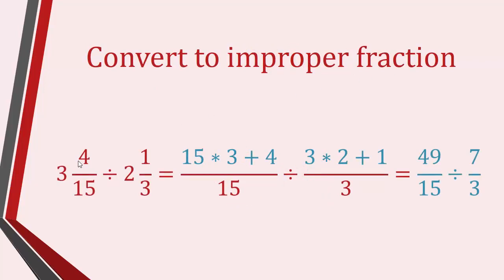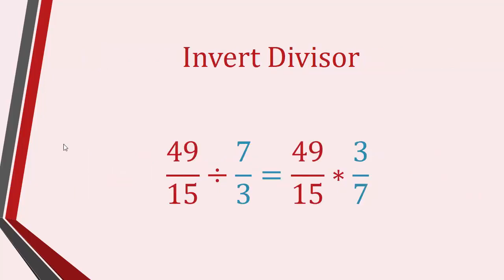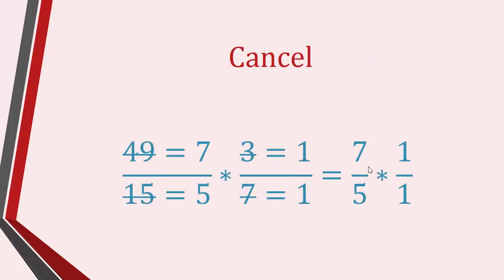Convert to improper fraction. So 3 and 4/15 divided by 2 1/3 is equal to 15 times 3 is 45 plus 4 equals 49. 3 times 2 equals 6 plus 1 equals 7 over 3. Invert divisor. So we have 49 over 15 divided by 7 over 3 equals 49 over 15 times 3 over 7. So we invert the 7 over 3 to get 3 over 7.